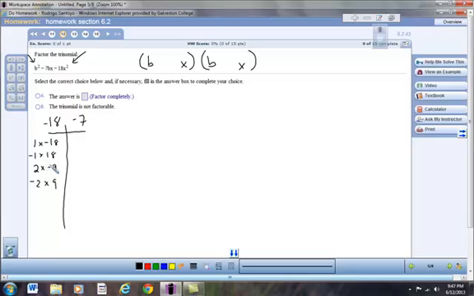And here we see if we do 2 plus negative 9, we get negative 7. So that's what we're going to put in here. That 2 is a positive, and this 9 is a negative. And we have our answer. And once again, remember, you could check by foiling.